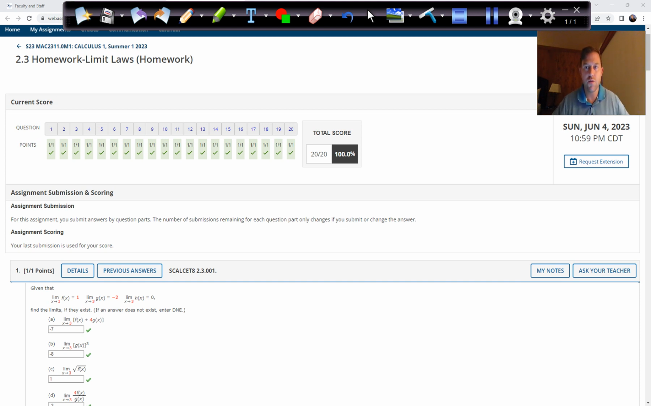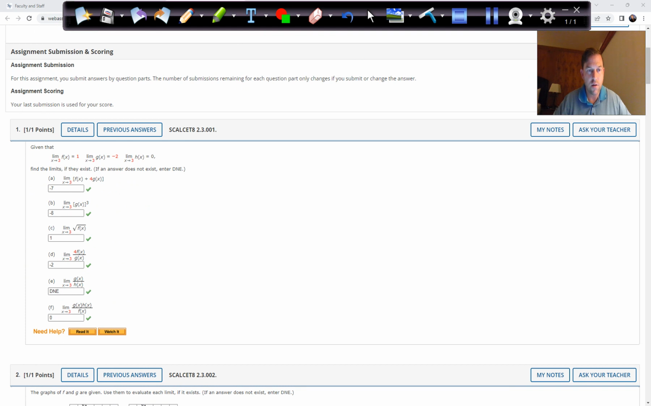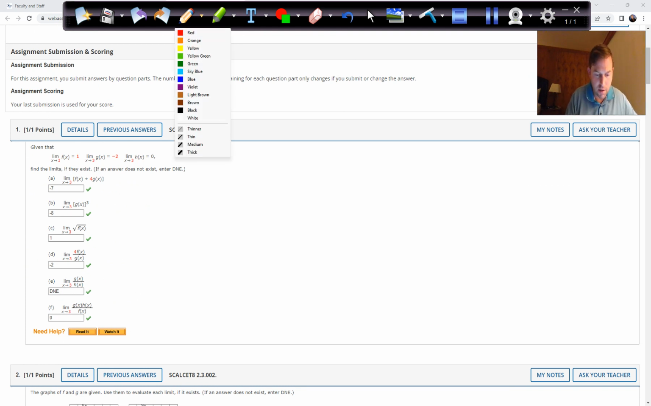Okay, for Chapter 2, Section 3, we're going to look at limit laws. So let's take a look. For the first one, they just want you to plug in the values. It says the limit of the function f of x plus 4 times g of x.